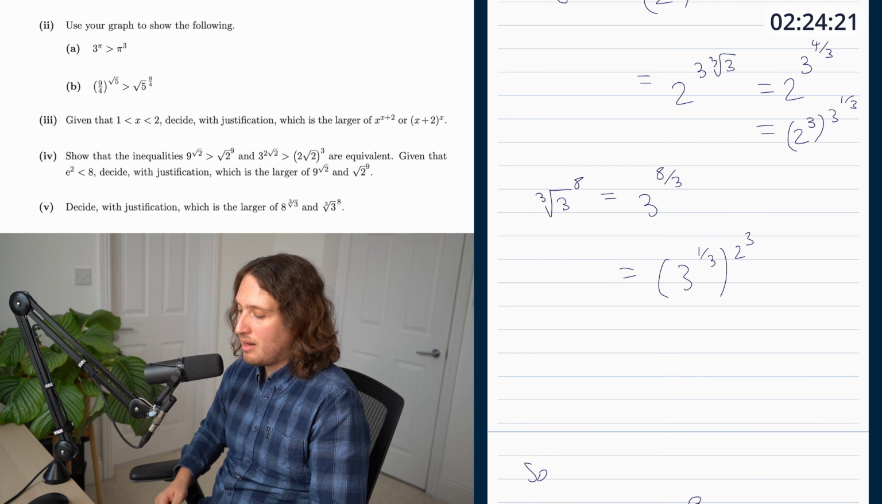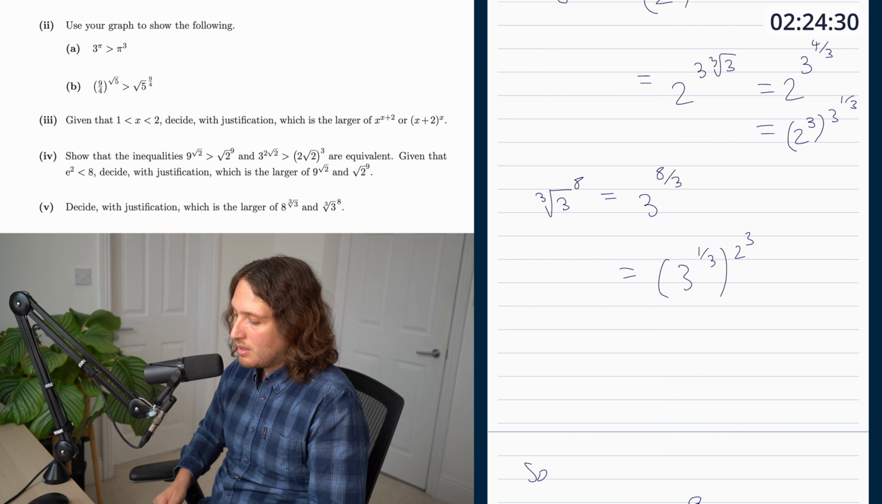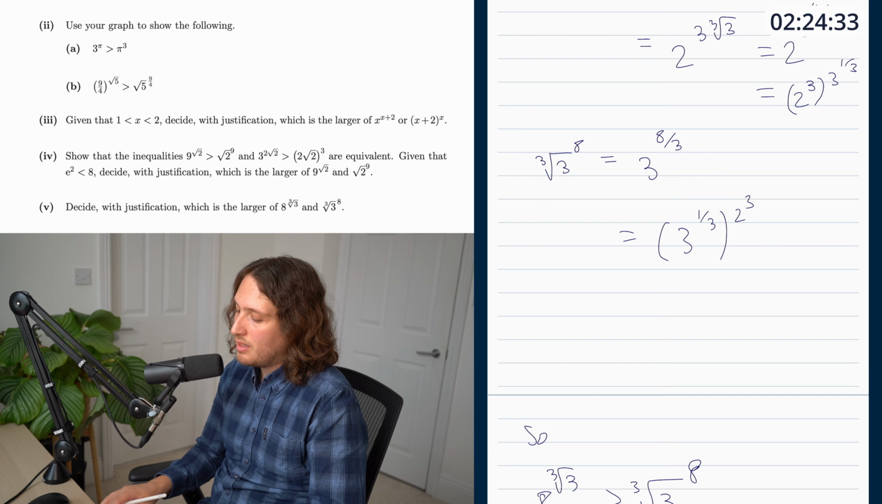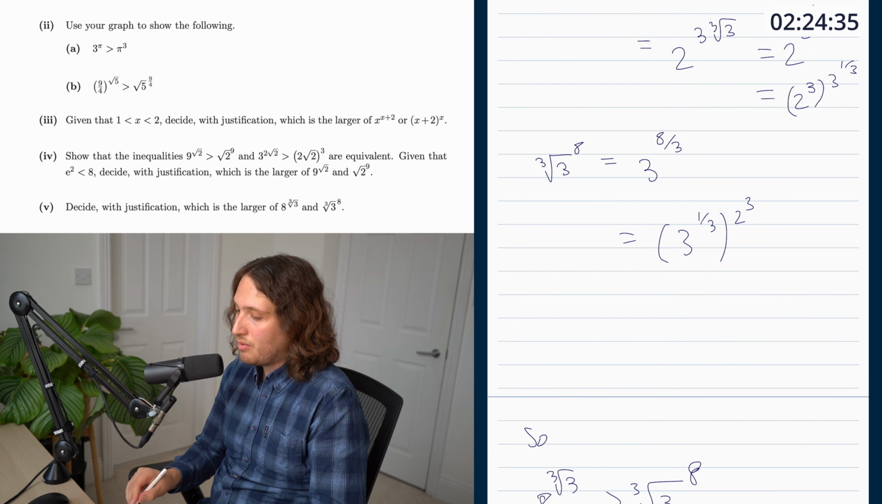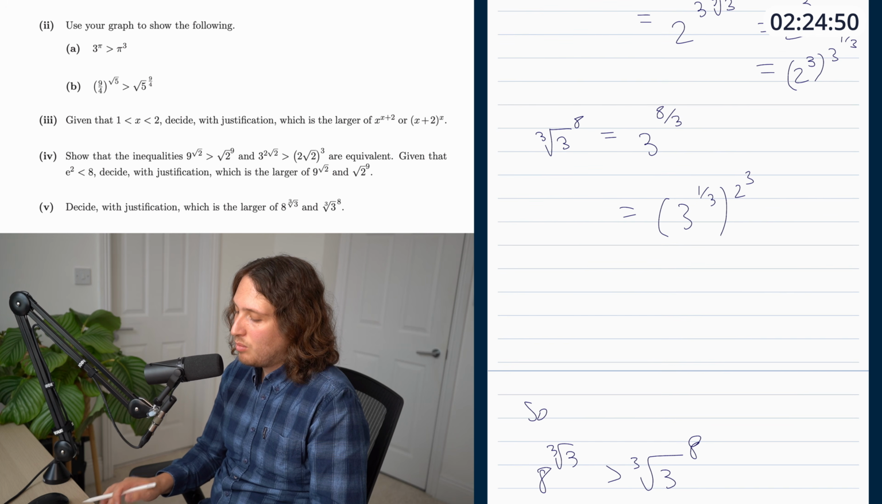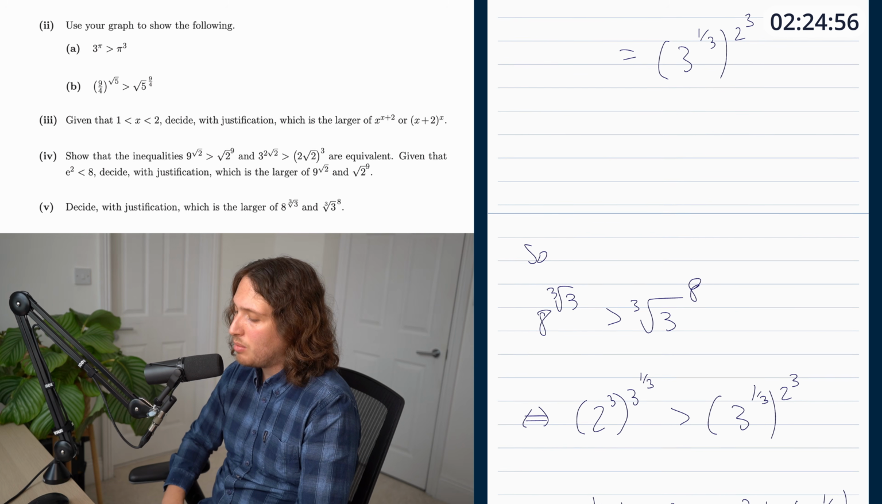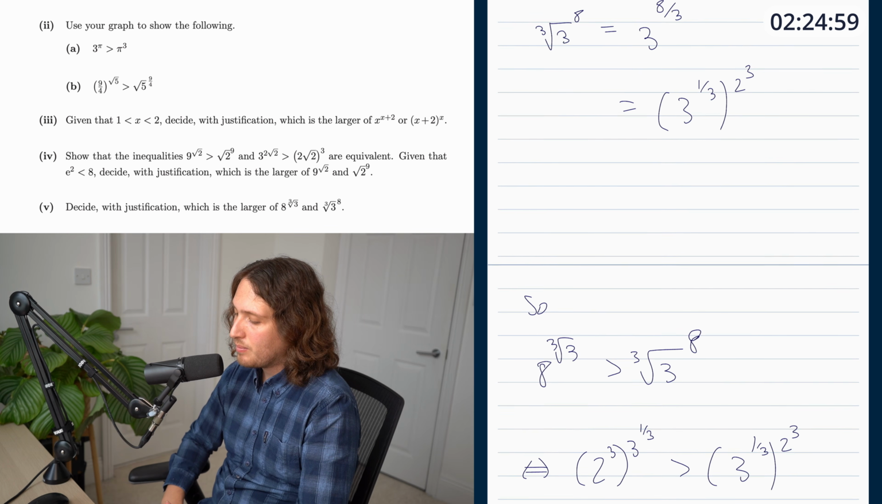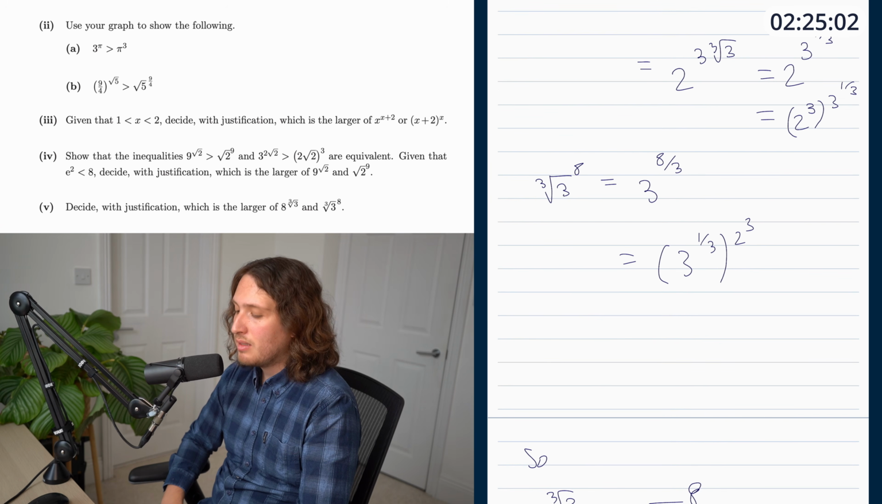Okay. Now, at this point, so I think that's fine. 2 cubed to the 3 to the third. The other one is cube root of 3 to the 8th, which is 3 to the 8/3. I think I agree with that. Which is 3 to the third to the 2 cubed. So I don't see an issue with what we've done here. That seems fine.